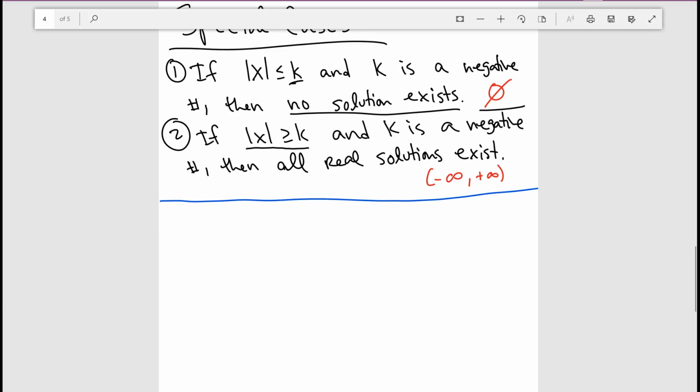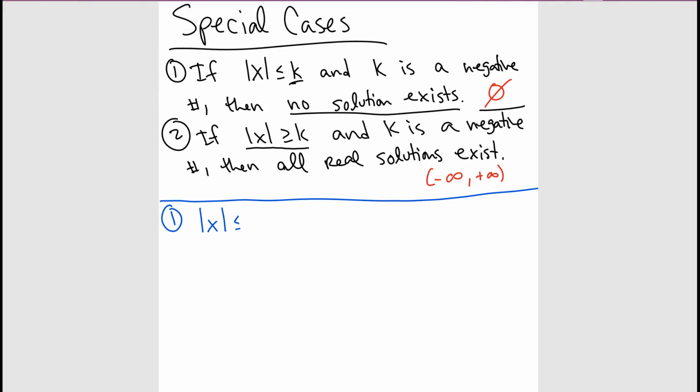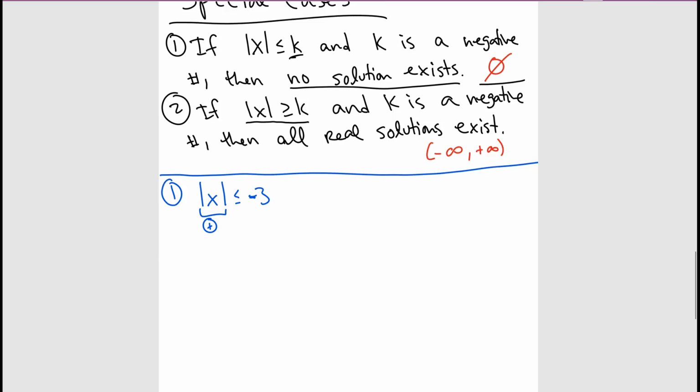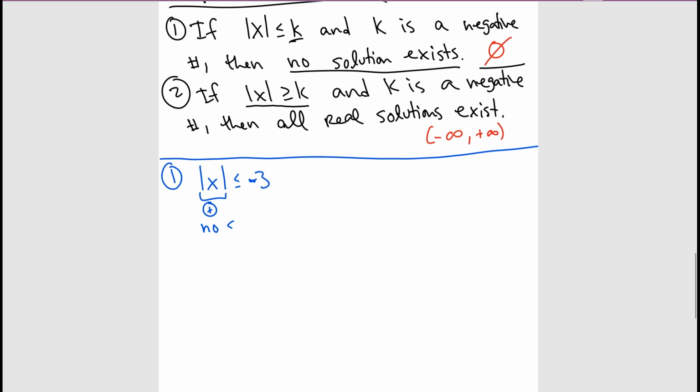Let's look at case one. So let's say we have the absolute value of x being less than or equal to negative 3, because that's what we said, if k is a negative number, like negative 3. Well, think about it. This is a negative number. The absolute value is always a positive number. Whatever you plug in there, you're always going to get a positive. Can a positive number be less than a negative number? No, that can never happen. That's why this one's no solution. So when you encounter something like that, you immediately have no solution.